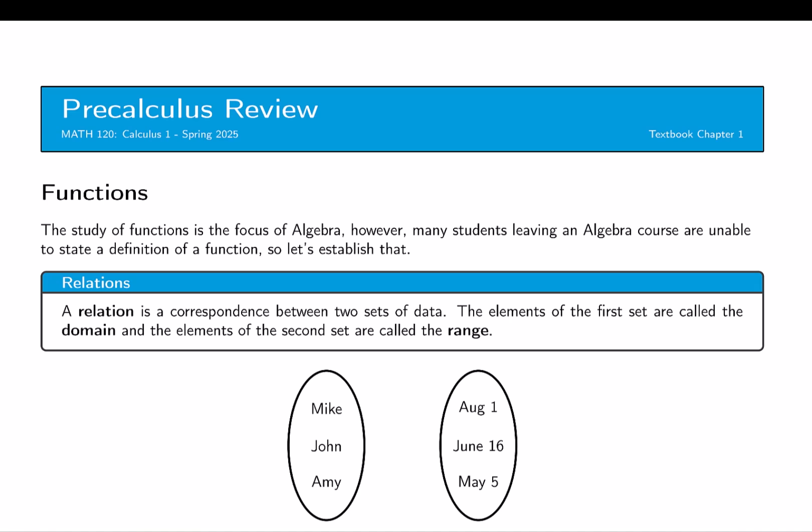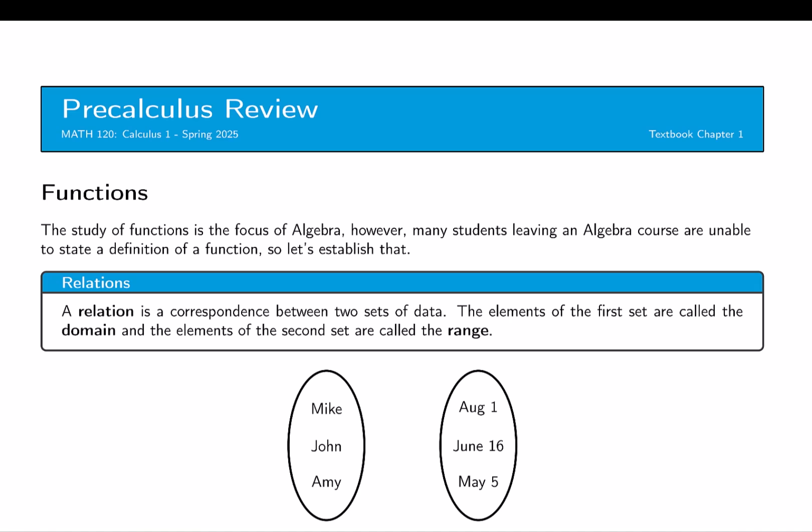Welcome to my review of stuff you need to know before you take a calculus class. We're going to go through a lot of things that you should have gathered from a pre-calculus class, whether you took pre-calculus or went through a trigonometry and college algebra class separately. It shouldn't really matter. It's all the same basic stuff.